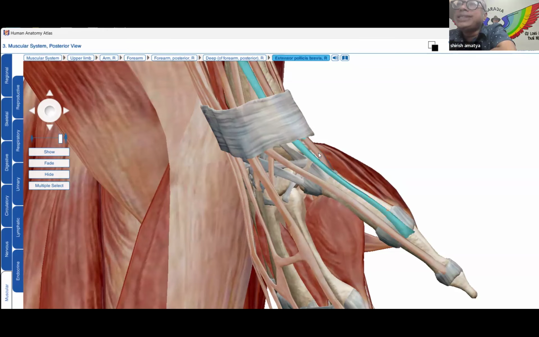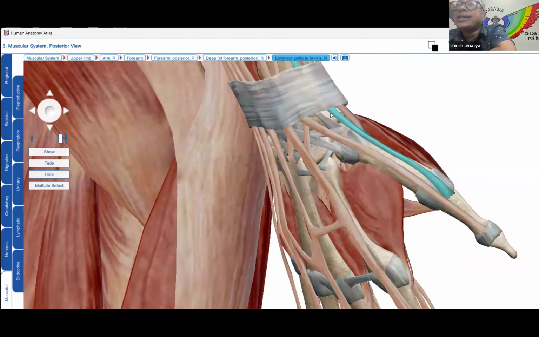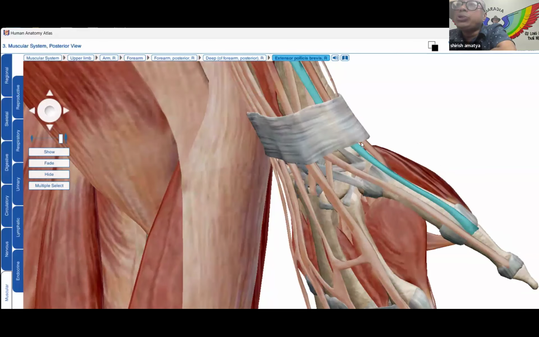This one is going to the thumb, so it is pollicis, and the first one is longus. So abductor pollicis longus is the first tendon. Then comes the tendon extensor pollicis brevis. Remember, longus followed by brevis, and these 2 tendons form the first dorsal compartment.